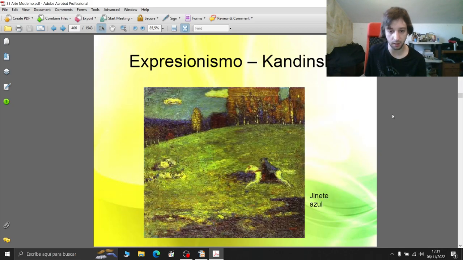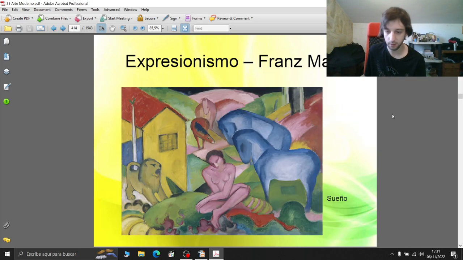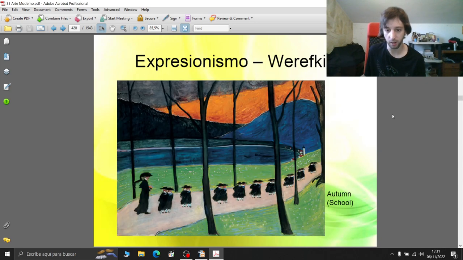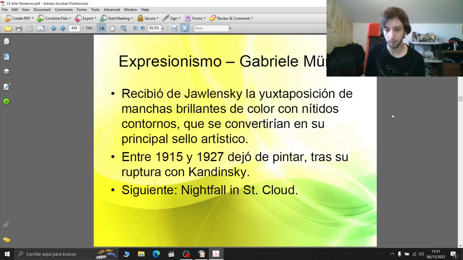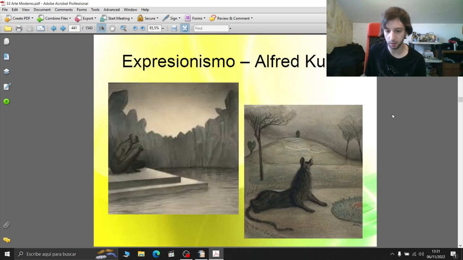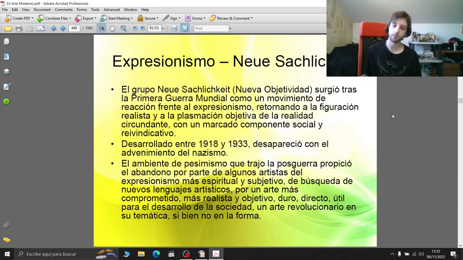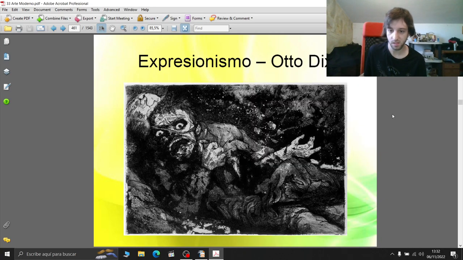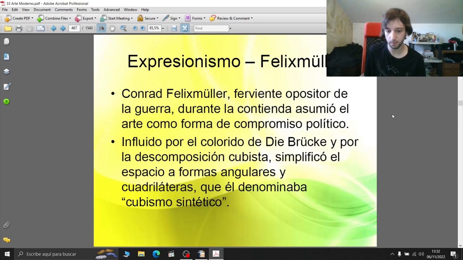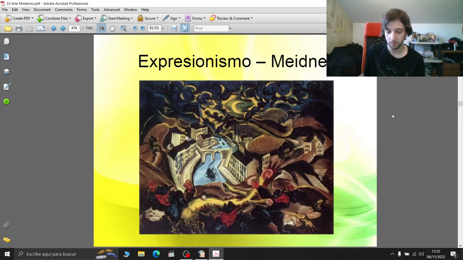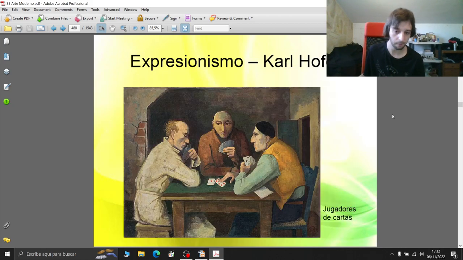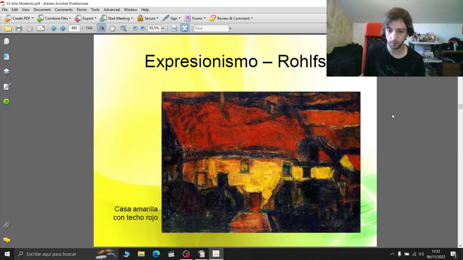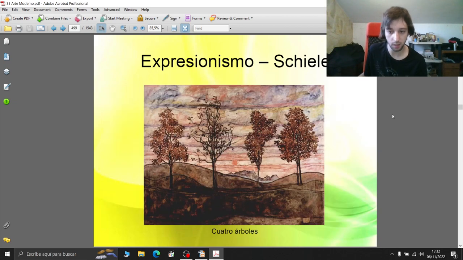Der Blaue Reiter: Wassily Kandinsky, Franz Marc, Macke, Paul Klee, Jawlensky, Feininger, Münter, Campendonk. Neue Sachlichkeit: Grosz, Otto Dix, Max Beckmann, Felix Müller, Meidner, Karl Hofer, Paula Modersohn-Becker, Lovis Corinth, Morgner. Vienna group with Egon Schiele, Kokoschka.